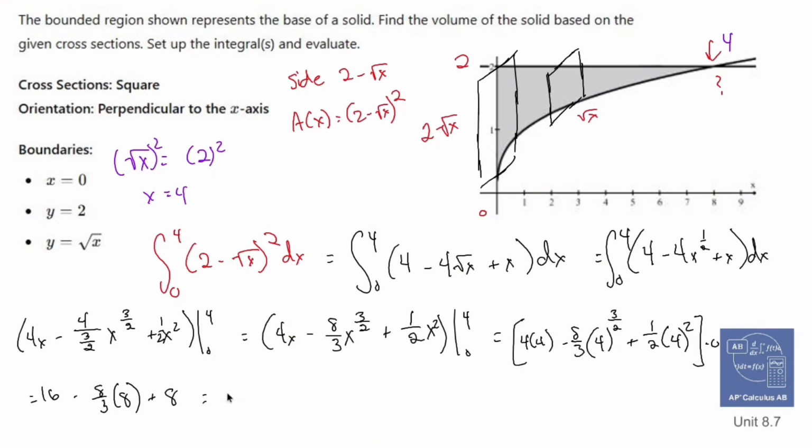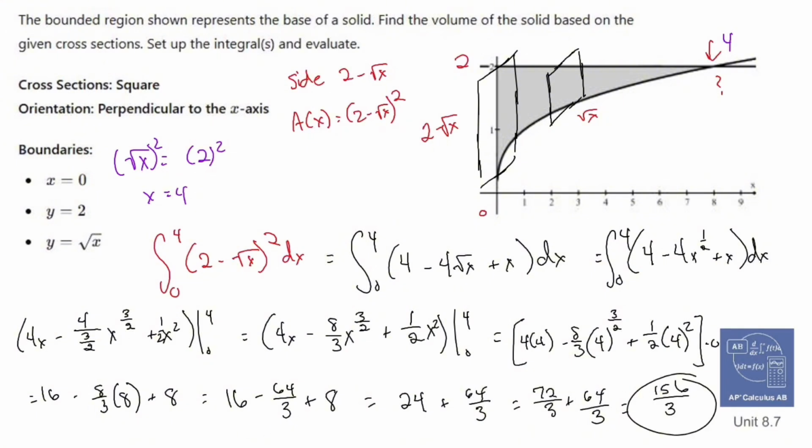So u becomes 16 minus 64 over 3 plus 8, which is going to be 24 minus 64 over 3. Multiply the top and the bottom by 3, giving you 72 thirds minus 64 thirds. And that's going to end up being 8 thirds. Gross. So definitely not a pretty problem at all. Not by any stretch of the imagination, but we did it.